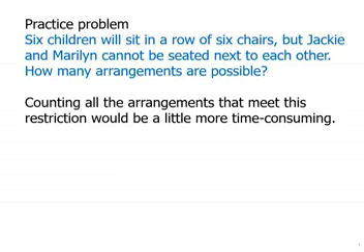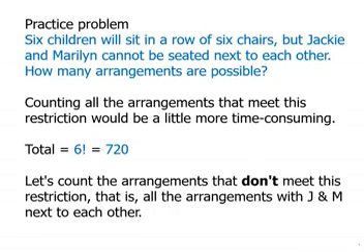So first of all, if we just disregard that restriction, what is the total number of orders? The total number of orders, 6 factorial, is 720. So if there were no restrictions at all, there would be 720 ways that those 6 kids could sit in order. So we're going to count the arrangements that don't meet this restriction. In other words, we're going to count all the arrangements with Jackie and Marilyn right next to each other, the ones that do not obey the restriction. And it turns out that's much easier to count.